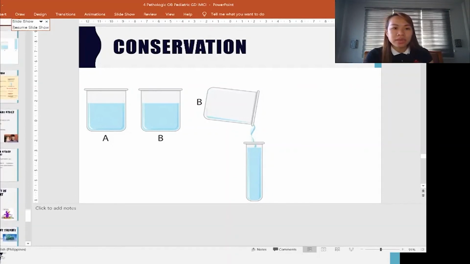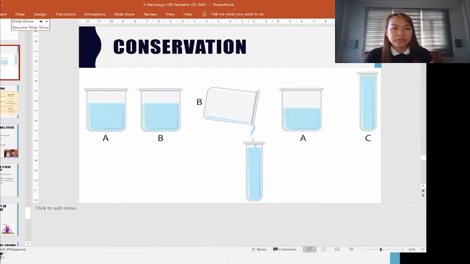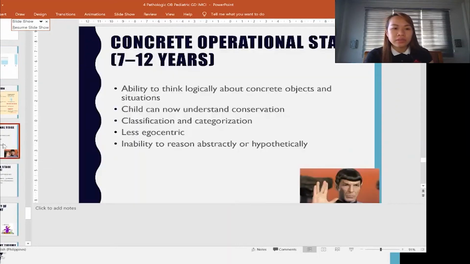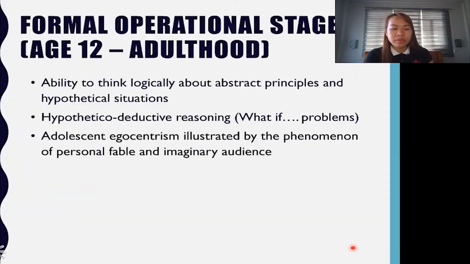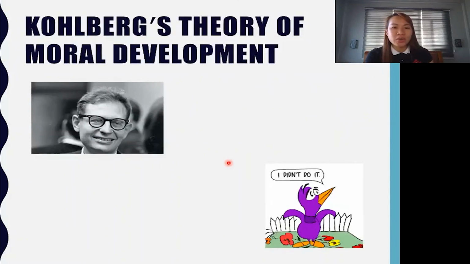Let me just go back to that portion. We are almost done with the lecture. So, ability to think logically about abstract principles and hypothetical situations. Mga what if na problems. What if ganito yung nangyari? What if ganito? So, they can already think of possible consequences. And adolescent egocentrism is illustrated by the phenomenon of personal fable and imaginary audience. Okay. Now, that's the cognitive theory.